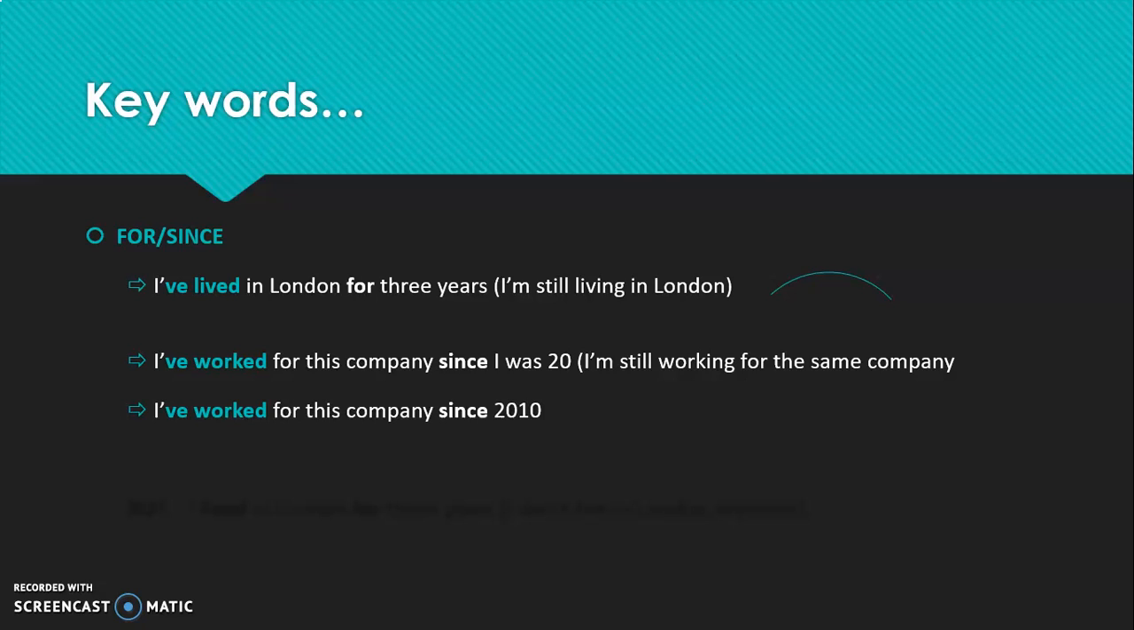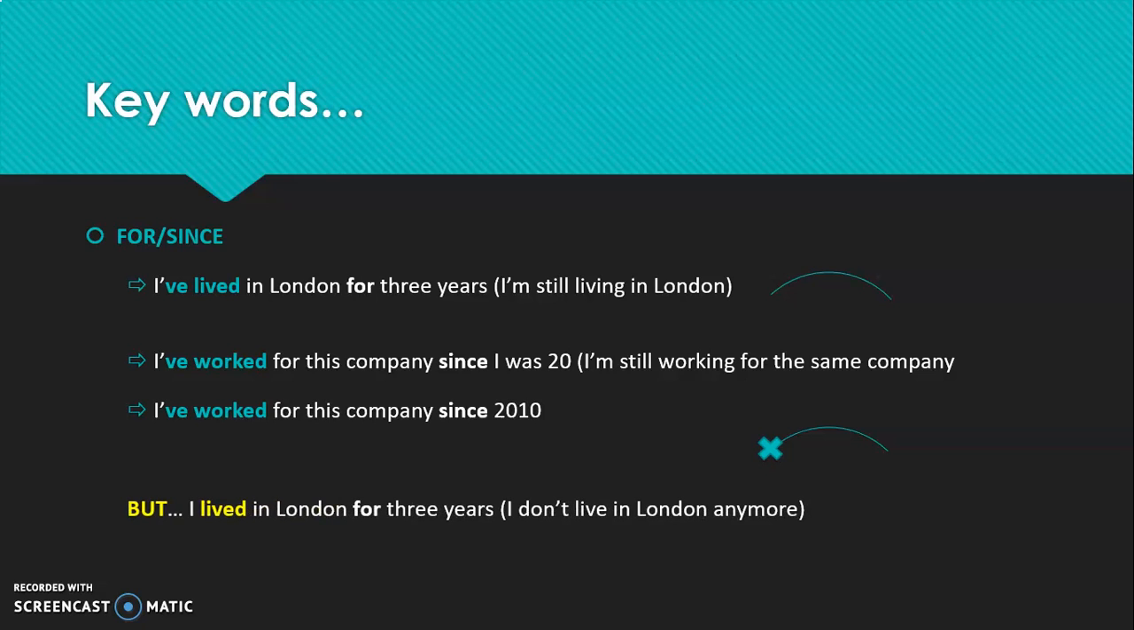Or I could say, I've worked for this company since 2010, and I'm still talking about a point in time in the past in which the action began. Okay, so again, if I had to draw these two actions, we would have again this kind of curved line, but with a cross, where the action starts. So the action started there, where the cross is, and continues till now.